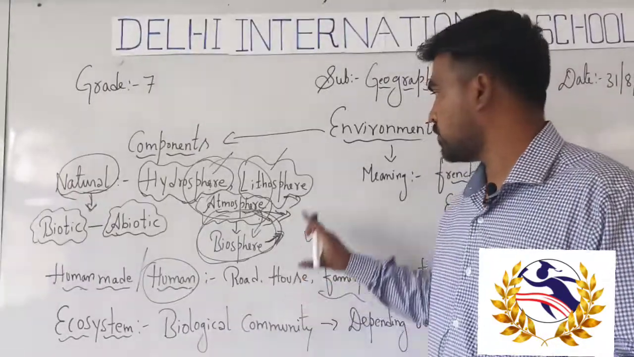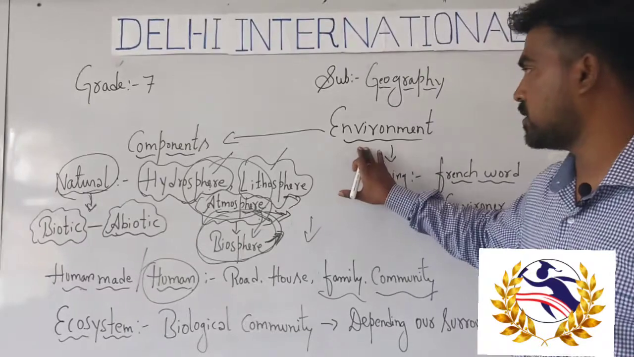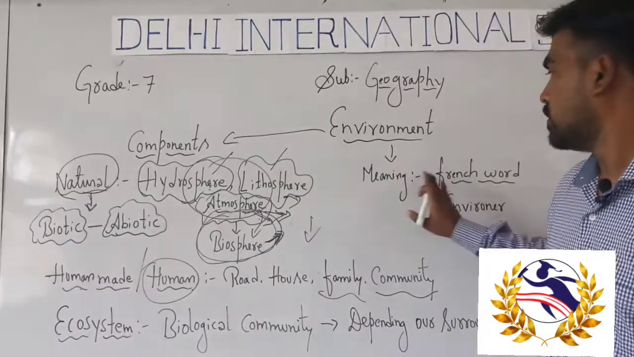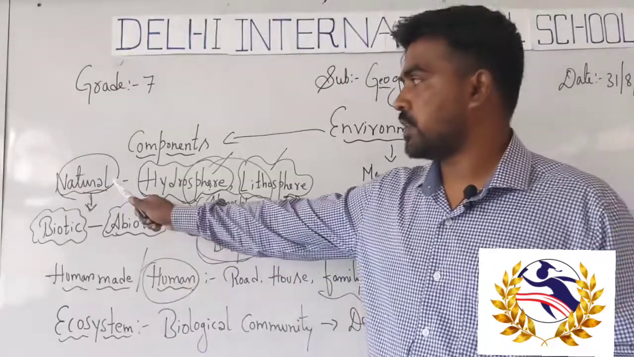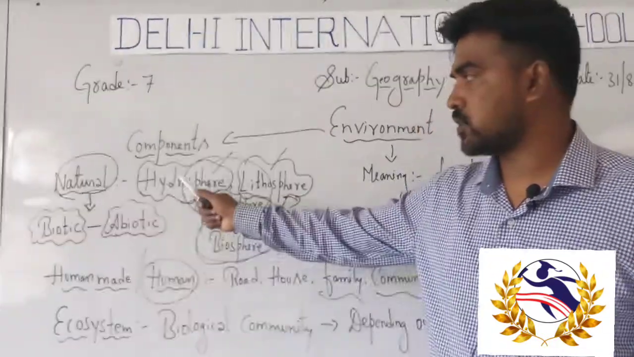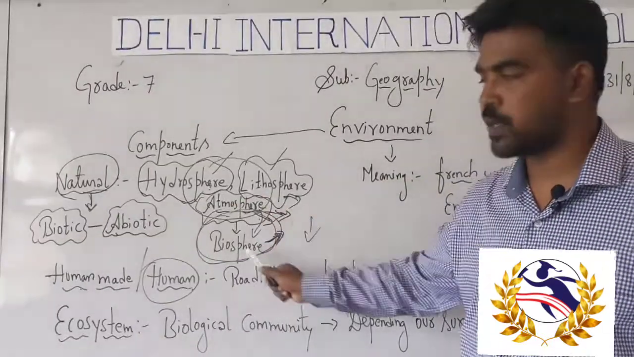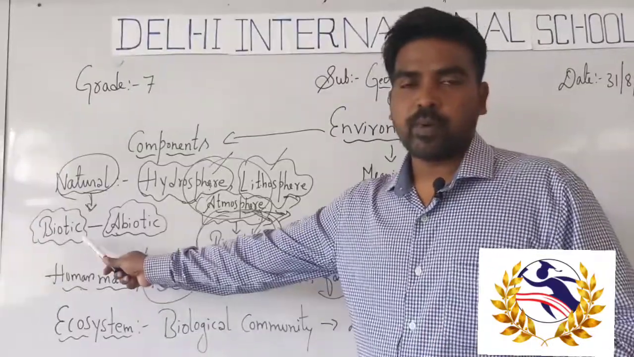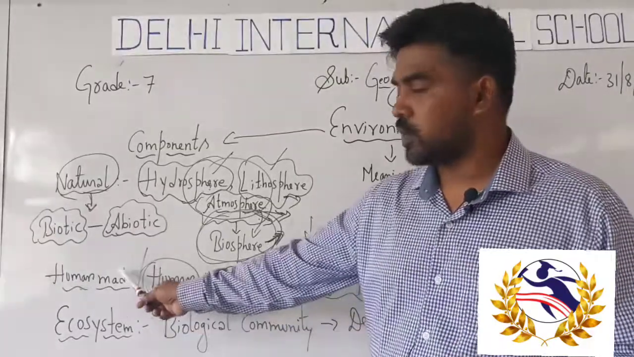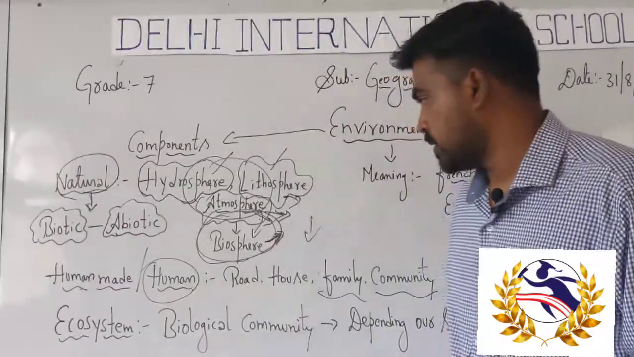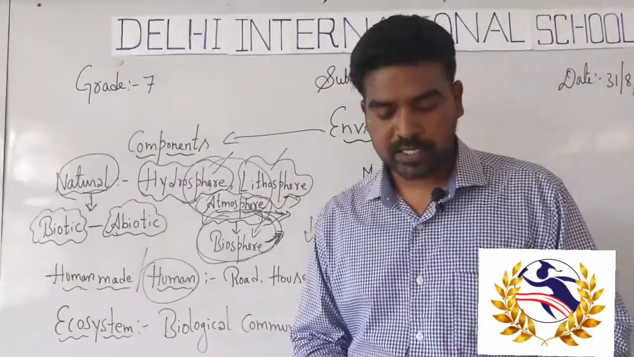Okay, students, in this lesson we discussed the meaning of environment and the different components of environment. Once again, the natural components are categorized into hydrosphere, lithosphere, atmosphere, and biosphere. We came to know about biotic and abiotic. We know the meaning of human environment, human made environment, and ecosystem. That's all about your first lesson.